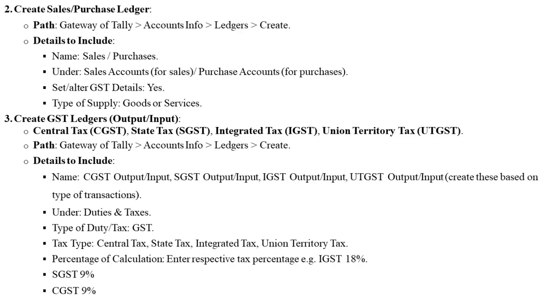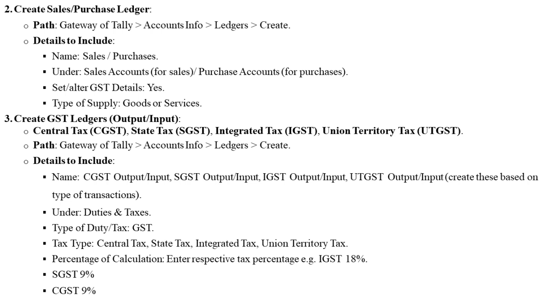2. Create sales, purchase ledger. Path, gateway of Tally, accounts info, ledgers, create. Details to include name, sales, purchases. Under, sales accounts, for sales. Purchase accounts, for purchases. Set, alter GST details, yes. Type of supply, goods or services.